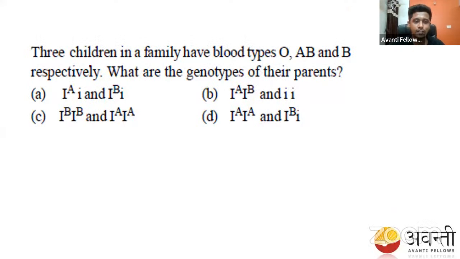Yeah, this is an interesting question. Look here: three children in a family have blood groups O, AB, and B respectively. What are the genotypes of their parents? Here are the given genotypes. I give you 1 minute to answer this question. Here is your poll. You can answer this. Yesterday we talked about this.